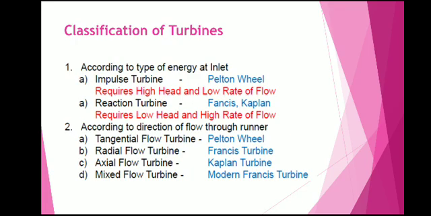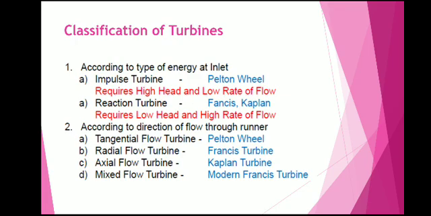Impulse turbine and reaction turbine. The example for impulse turbine is the Pelton wheel, which requires high head and low rate of flow. Examples for reaction turbine are Francis and Kaplan. They require low head and the rate of discharge will be high. And next, classification according to the direction of flow through the runner.